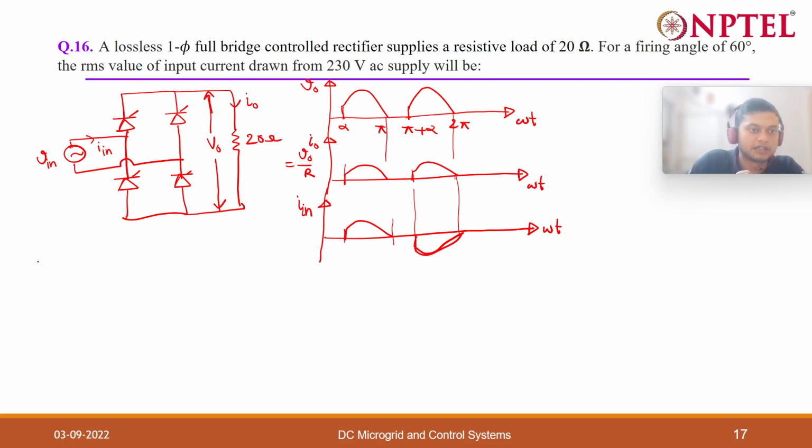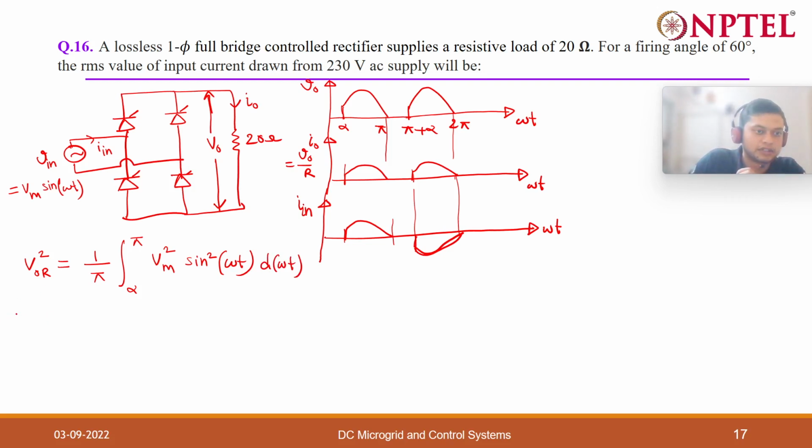So if you write the RMS of output voltage, then you can write V naught RMS squared as 1 divided by pi, integration from alpha to pi of Vm squared. We have assumed V as Vm sin omega t, so Vm squared sin squared omega t d of omega t.